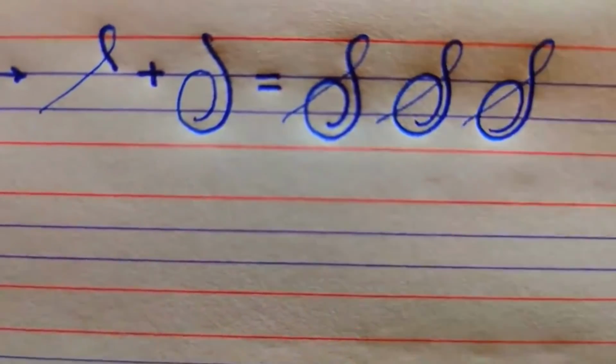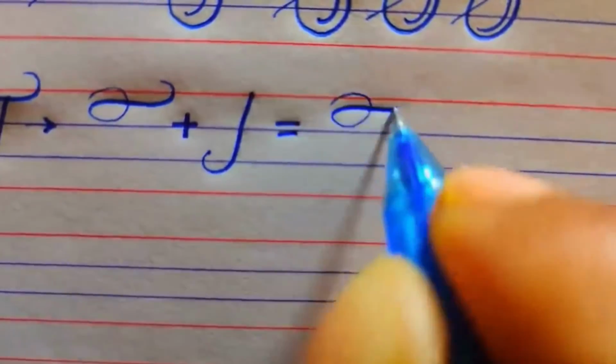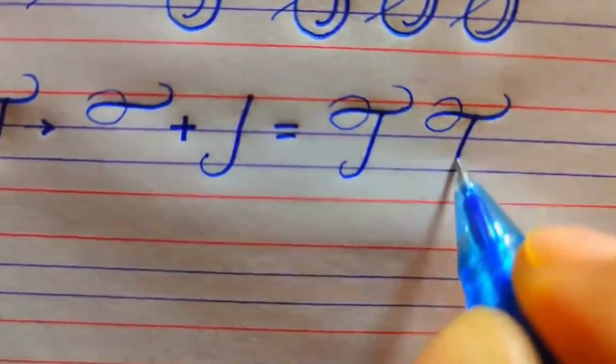S. Now T. The first word of T plus the second one of T is equal to T.